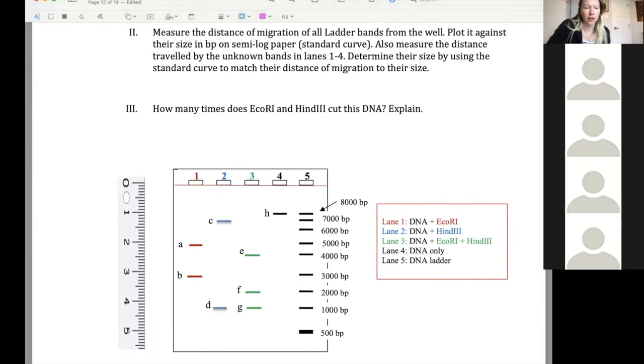There's a couple ways you could do this. You could physically measure with a ruler, and it actually has a ruler here lined up. You could measure the distance that each band traveled from its starting point, which is these wells at the top of the gel, for the ladder bands and then your unknown bands, and then determine the size that way. Or usually what people do is eyeball it. They move horizontally across to the ladder and see which band it corresponds to, and say, oh, okay, so C is about 7,000 base pairs long, because it's in the same position as that ladder band.